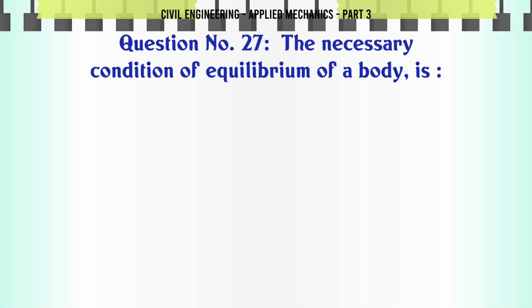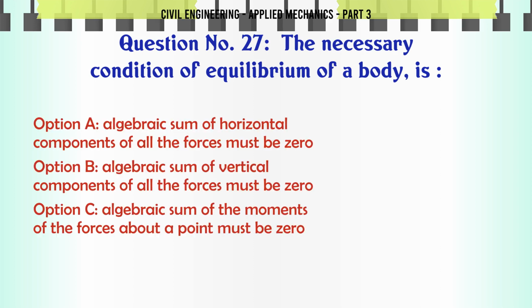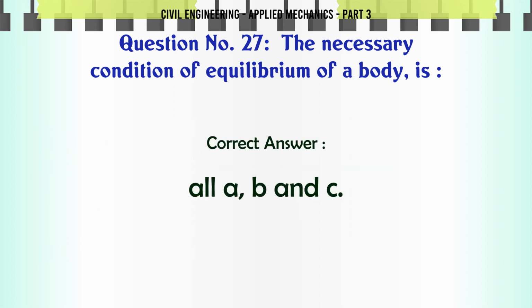The necessary condition of equilibrium of a body is A) algebraic sum of horizontal components of all the forces must be 0. B) Algebraic sum of vertical components of all the forces must be 0. C) Algebraic sum of the moments of the forces about a point must be 0. D) All A, B, and C. The correct answer is all A, B, and C.